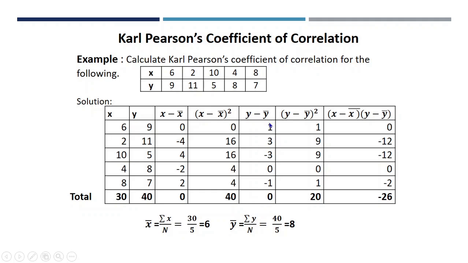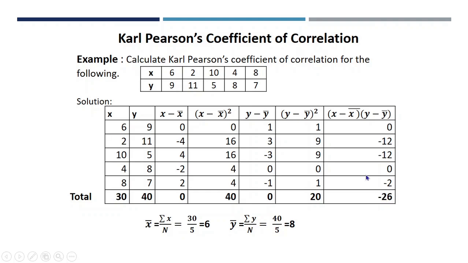Now take the square of this. You will get (y minus y bar) squared, and find the sum of all these. This is sigma (y minus y bar) the whole square, that is 20. Now find the product of (x minus x bar) and (y minus y bar). So 0 into 1, 0; minus 4 into 3, minus 12, and so on. And find the sum of all these. You will get minus 26.